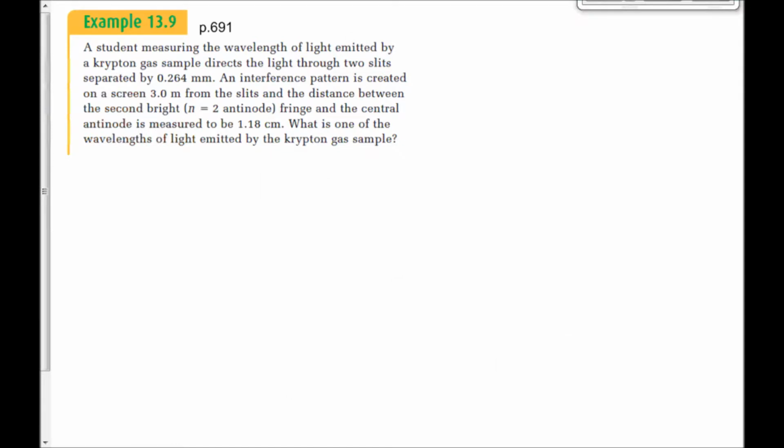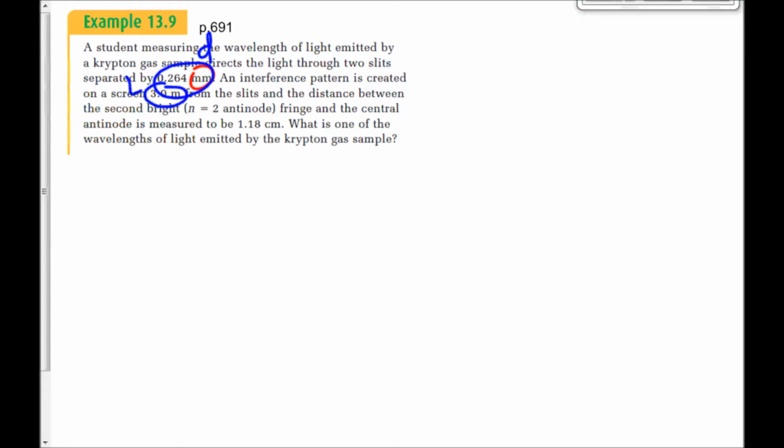Problem 13.9 says a student measuring the wavelength of light emitted by krypton gas directs light through two slits separated by 0.264 millimeters. We're going to circle that again because we don't want to see millimeters, we want to see meters. That's going to be D. This is going to be L, the distance between the second bright fringe and the central antinode.